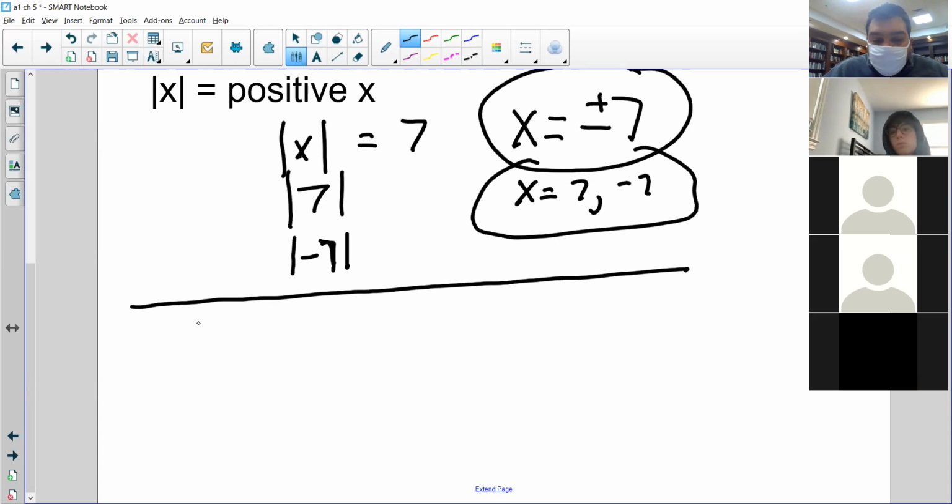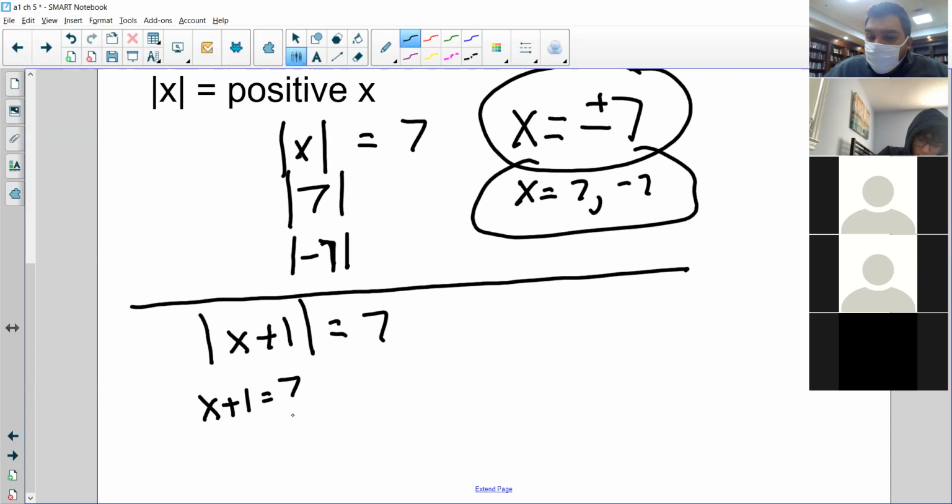So now we're going to mix it up a little bit. Absolute value of x plus 1 equals 7. 6. A lot of you got 6, which is good, because x plus 1 has to equal, as we already established, a positive 7. So subtract 1, x equals 6.